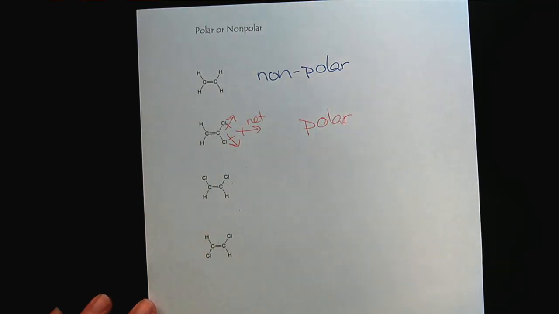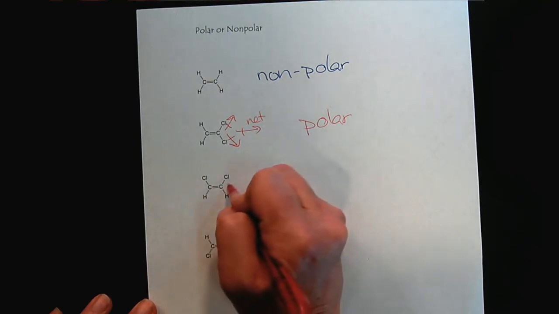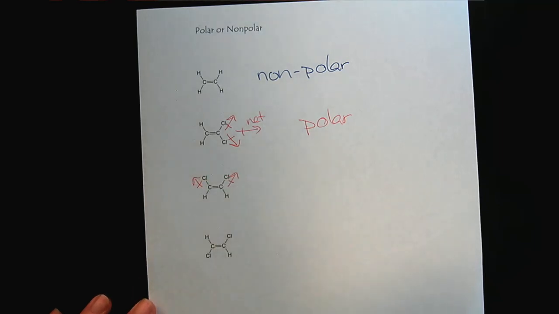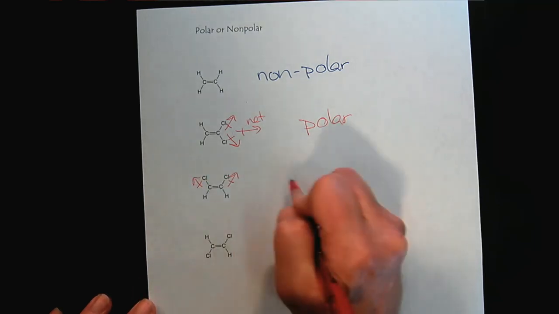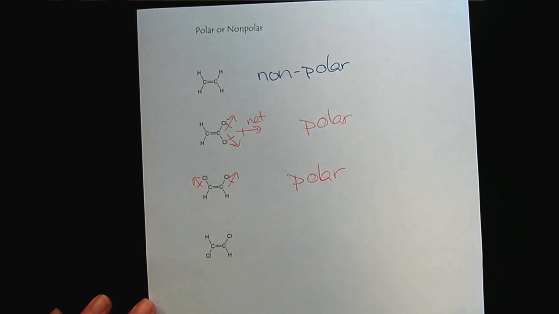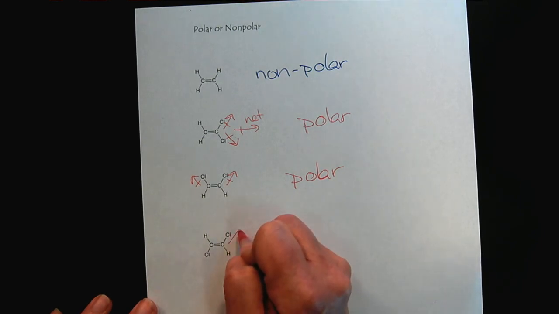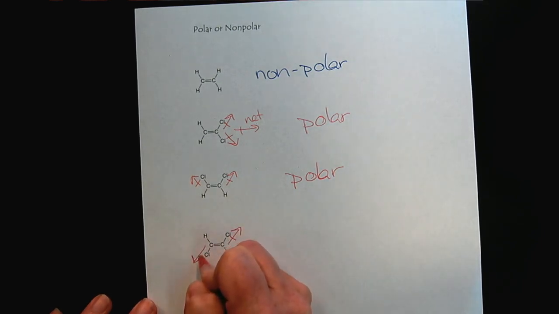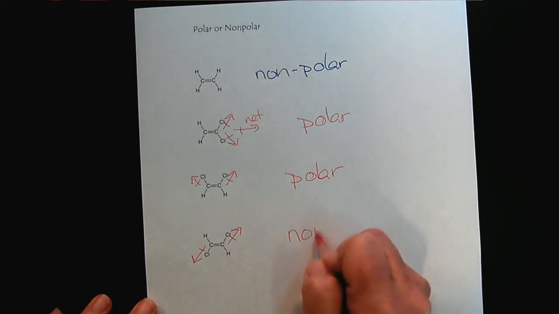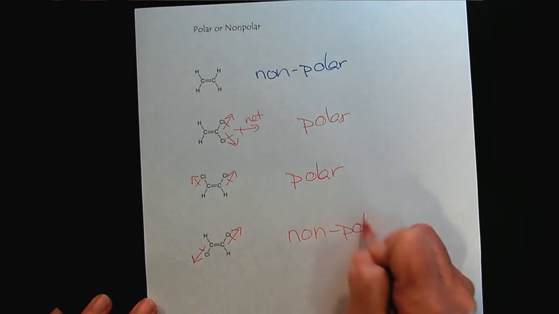Let's see what happens if we move these chlorine atoms around. Now the chlorine atoms are coming off of 2 separate carbon atoms. But once again, they're pulling in the same direction. So we're going to end up with a polar molecule. And then last but not least, now we have the chlorines on opposite sides of this double bond. Now notice it's the same size dipole, equal and opposite. So it cancels to create a nonpolar molecule.